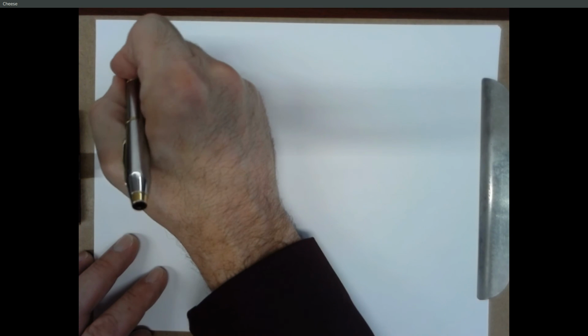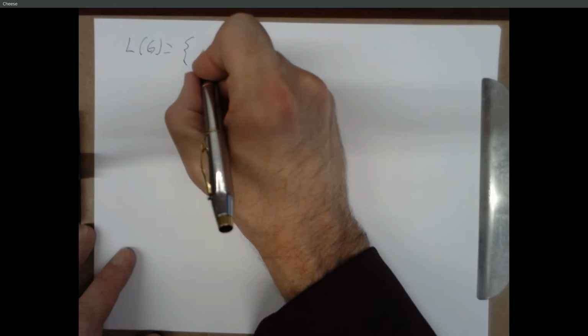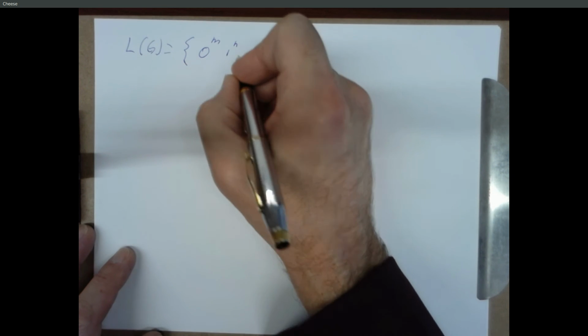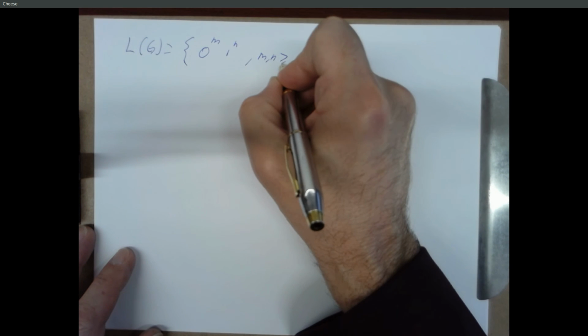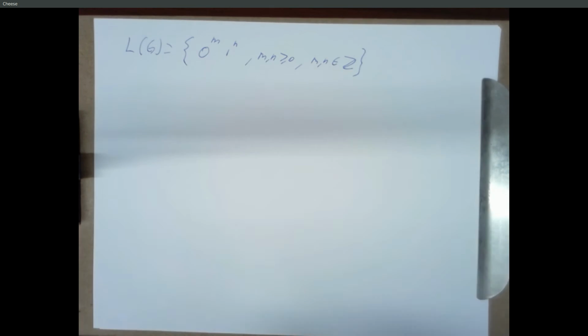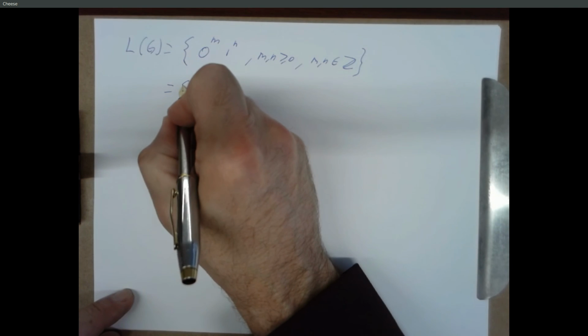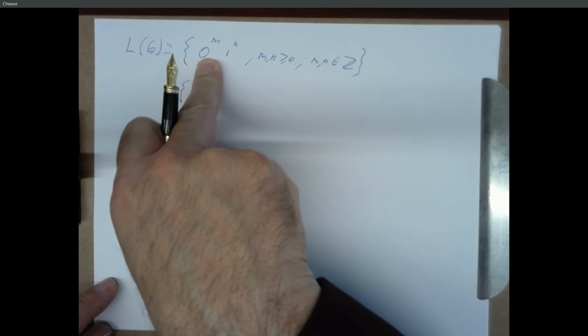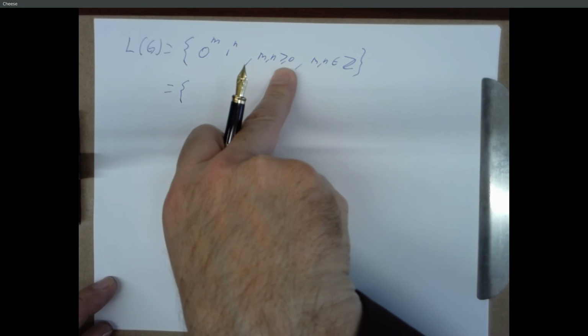All right, let's try a different language. So I'm going to use some symbolic notation here. I'm writing the set of all 0 to the m, 1 to the n, where m and n are bigger than or equal to 0 and they're integers. And what this means is a succession of m zeros followed by a succession of n ones. And m and n can be bigger than or equal to 0.